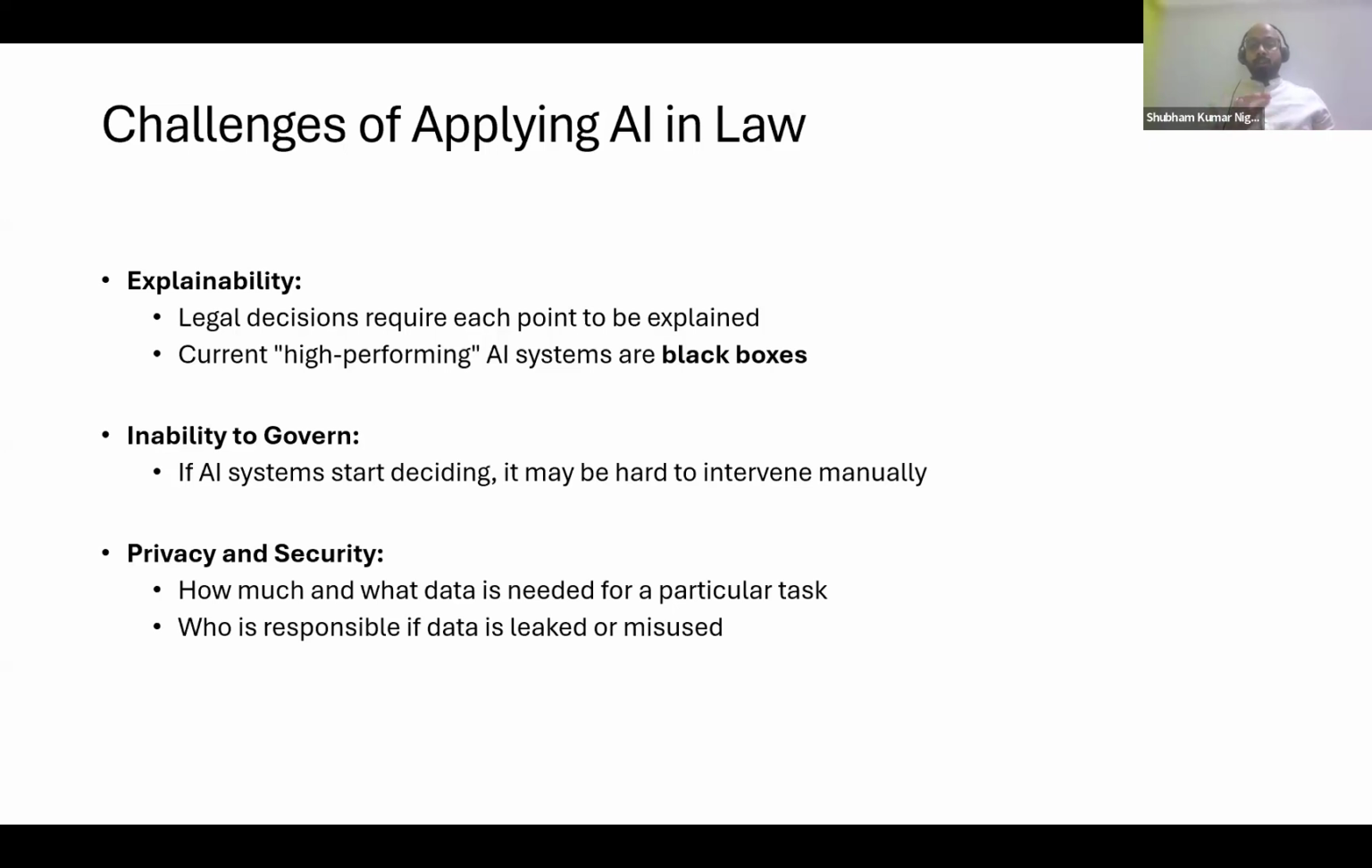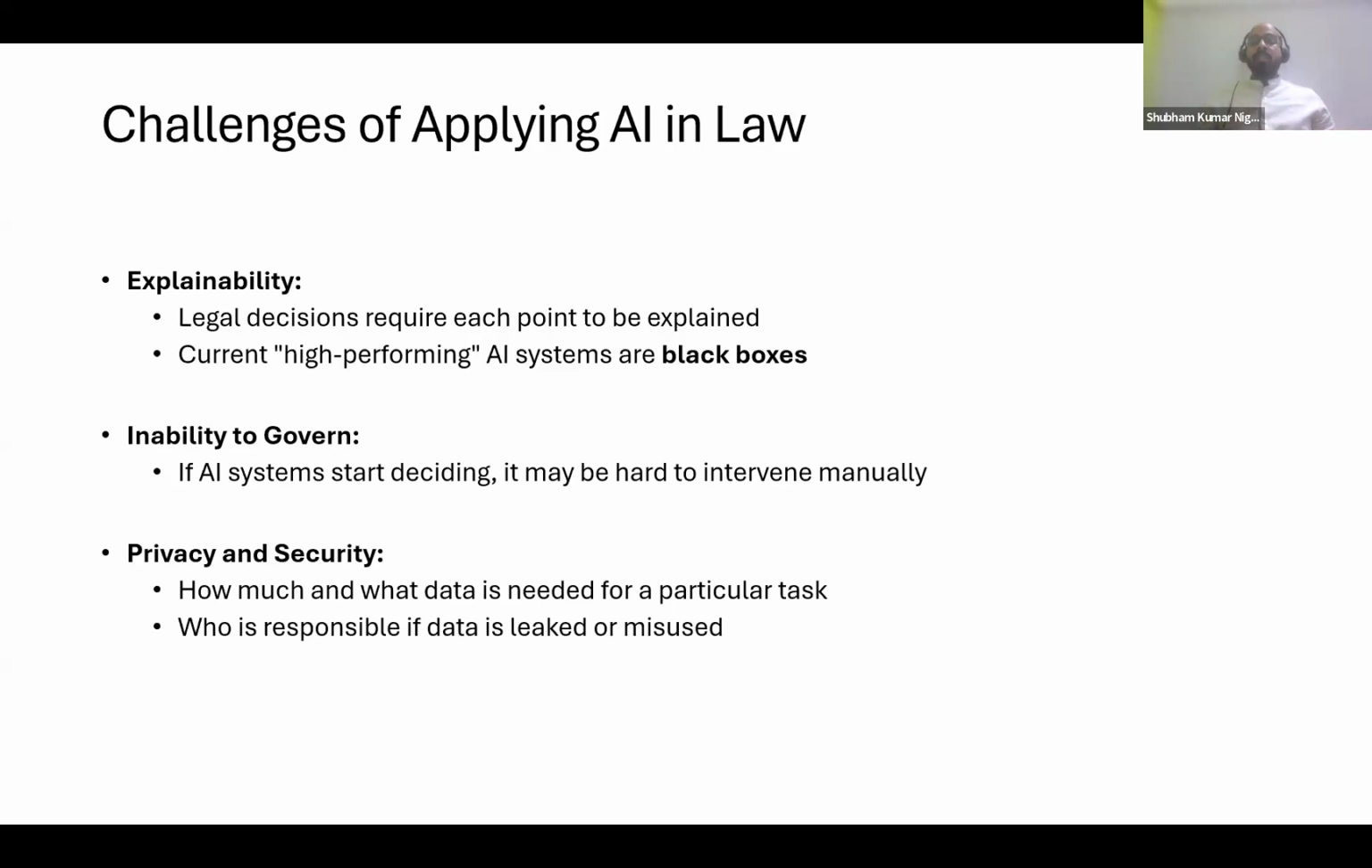And they don't want just a high performing AI system. They want explainable or interpretable models. Also, if AI systems start deciding anything, it may be hard to intervene manually. So we need to govern all those AI generated models that predict or generate anything.